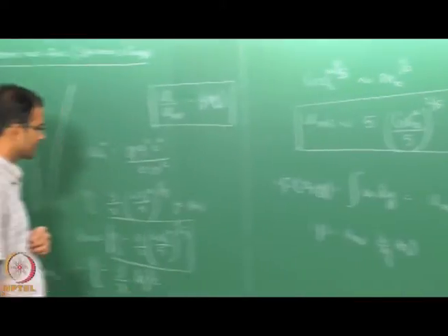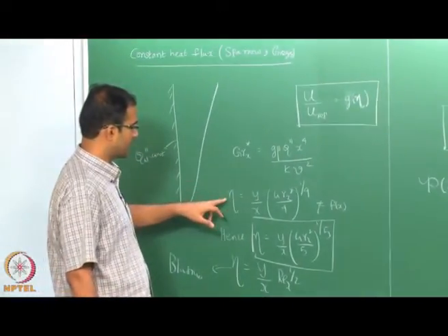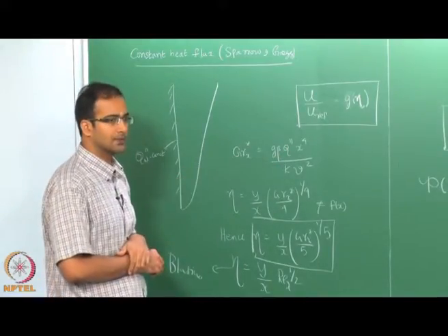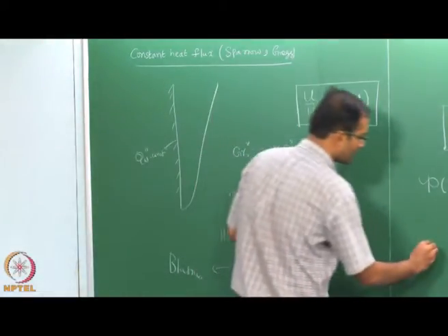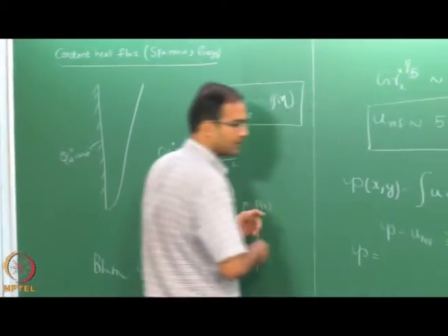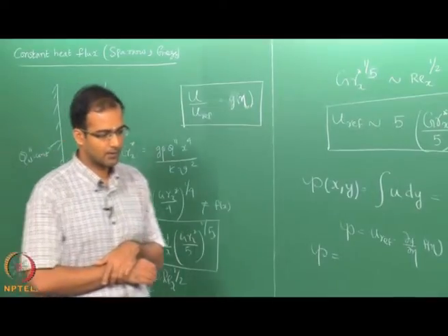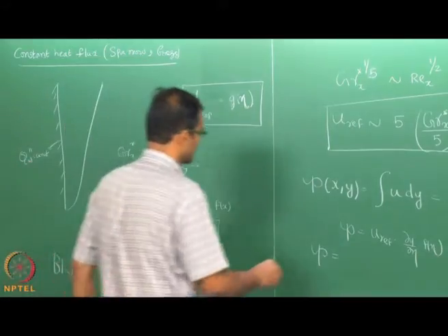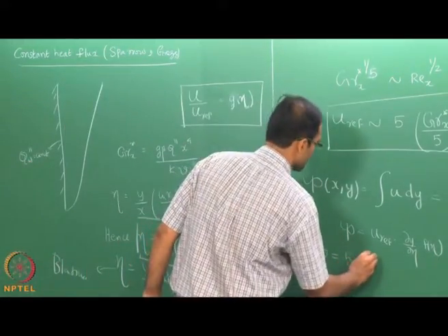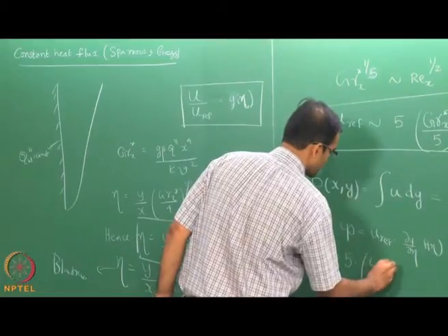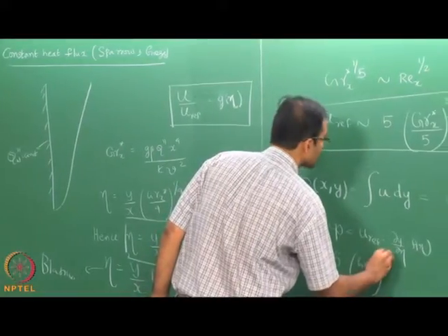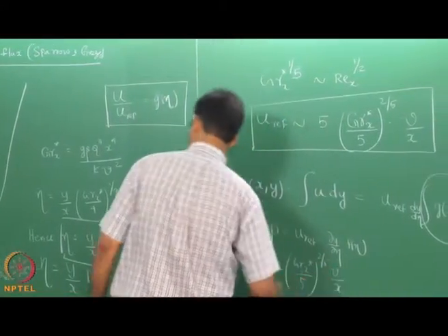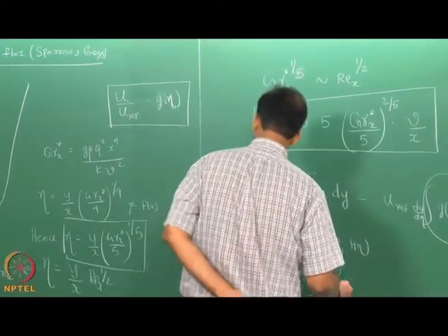So we know dy by d eta in terms of Grashof number, and u reference we have also calculated. Substitute and tell me what will be the function psi in terms of the modified Grashof number. What is dy by d eta?